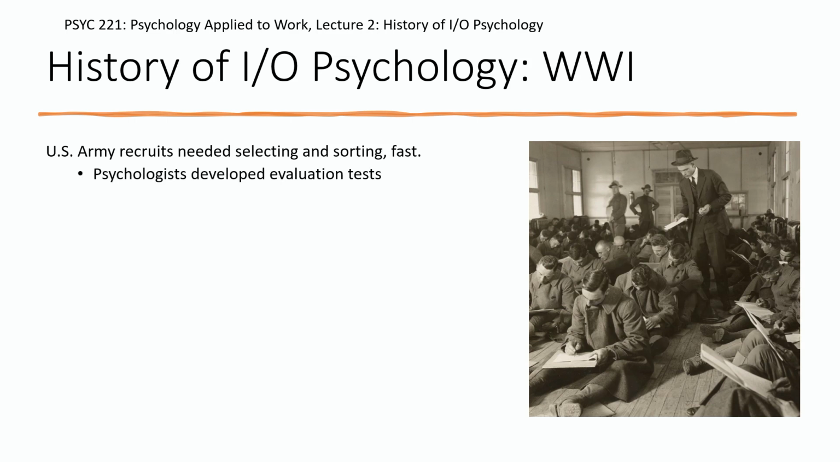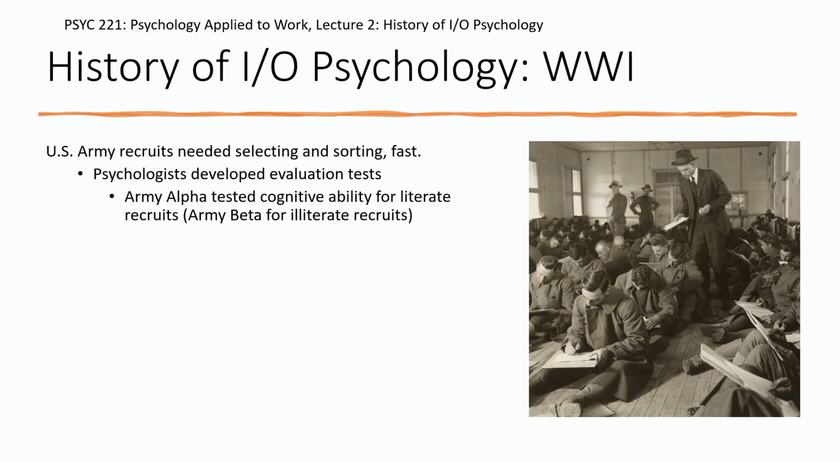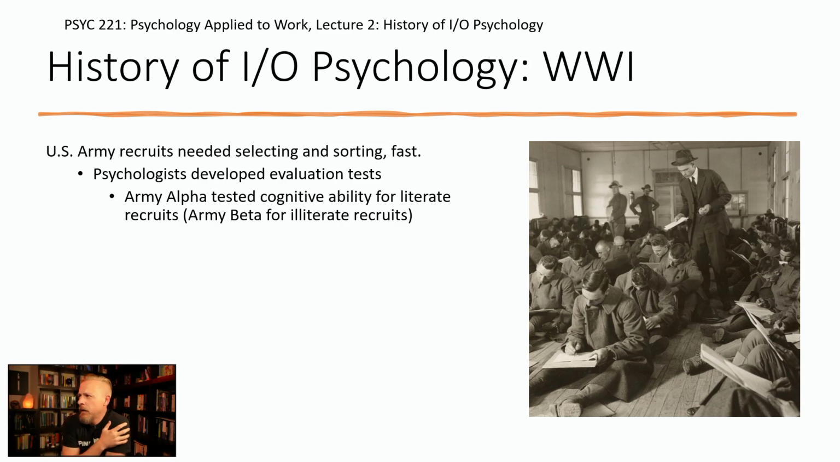So very quickly, psychologists were developing evaluation tests, and a man named Robert Yerkes, who I think became president of the APA at some point, developed Alpha and Beta, and they were essentially intelligence tests adopted from the famous Stanford-Binet intelligence tests. And so these were group administered tests. So Alpha was given to people who could read, and Beta was given to people who couldn't.